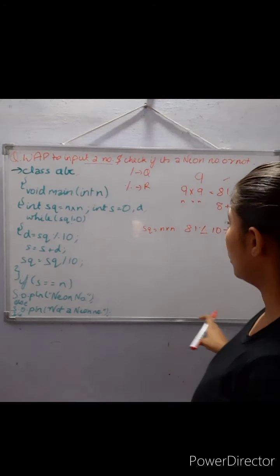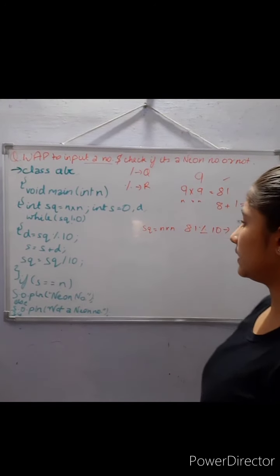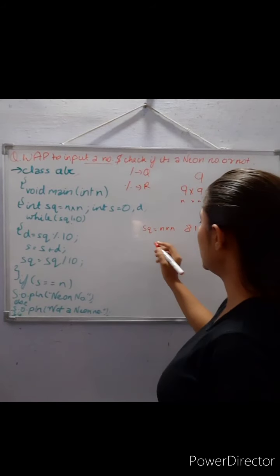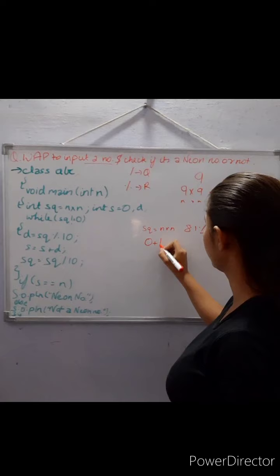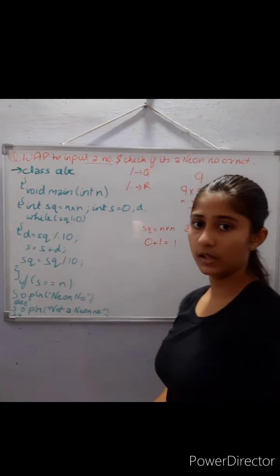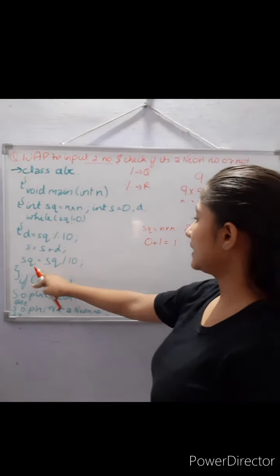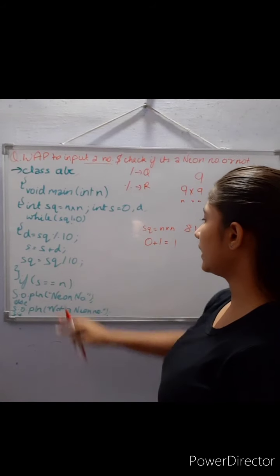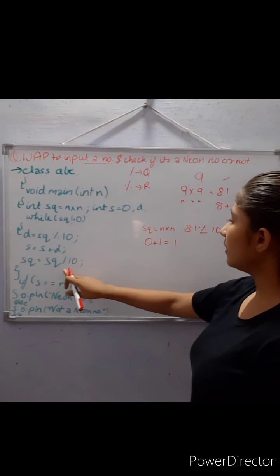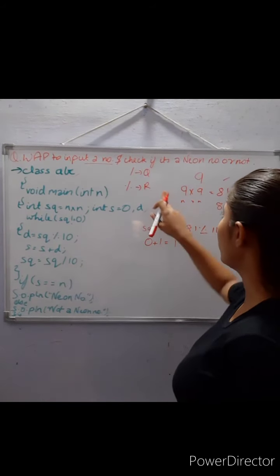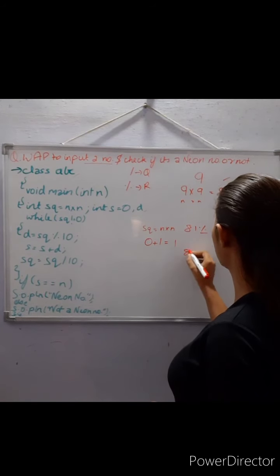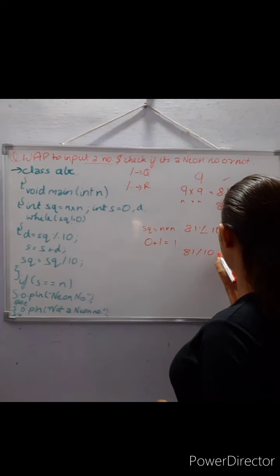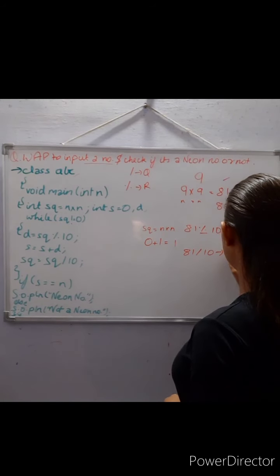Now s is equal to s plus d. So s initially was 0, so 0 plus d, which is 1. Now the value of s is 1. Now square is equal to square divided by 10. Over here we have the sign of a divisor, therefore we'll take out the quotient. So square was 81, we are going to divide that and the quotient will be 8.